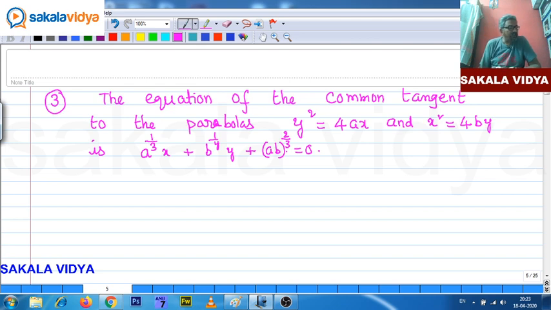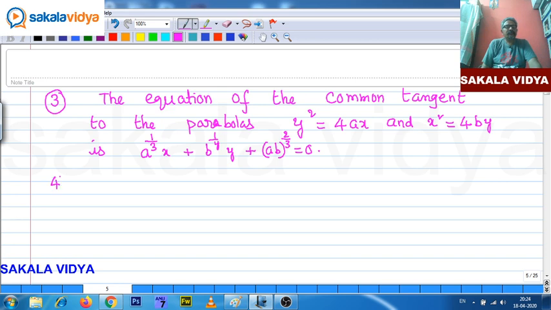Even you can find out the equation of the common tangent to the parabolas y square is equal to 4ax and x square is equal to 4ay also. Here you will be getting a power 1 by 3, a power 1 by 3 y. Here actually you will be getting a into a square all to the power of 2 by 3 is equal to 0.